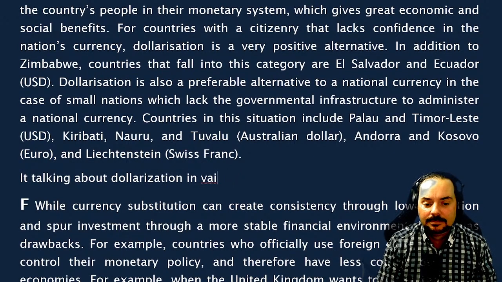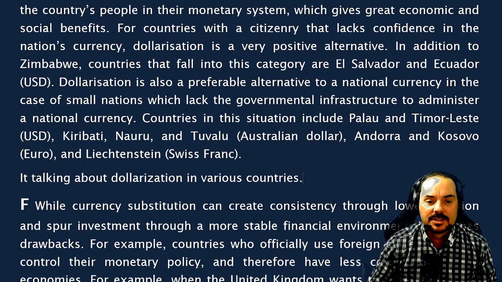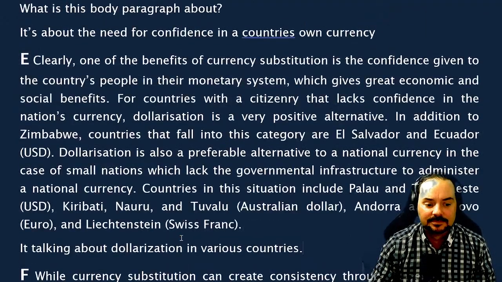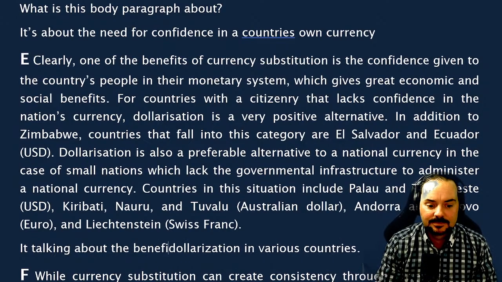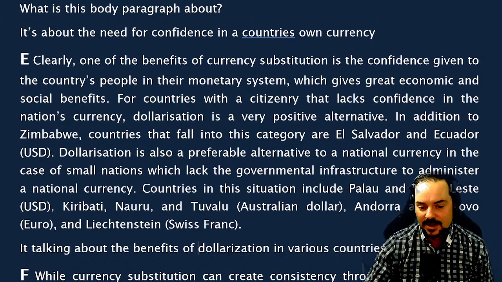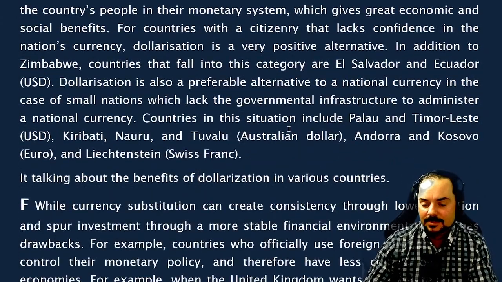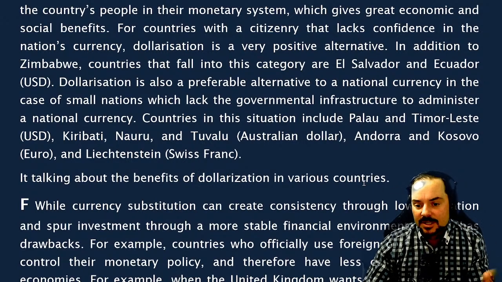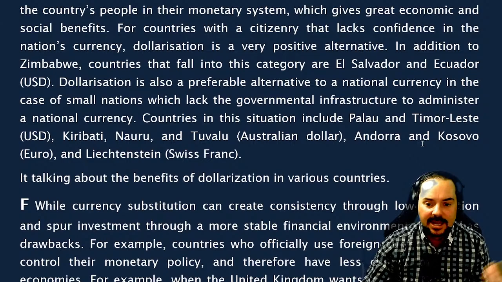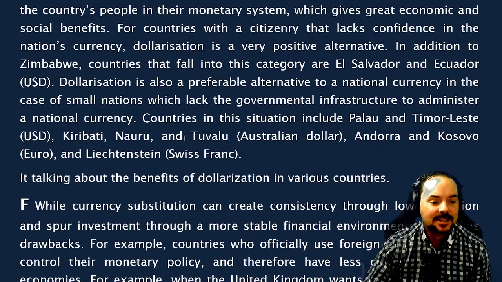And is it good or bad? According to this paragraph, it's talking about the positive alternative. Okay, so it's talking about benefits. Good. So it's talking about the benefits of dollarization in various countries, right? And then its examples. Keep it simple, because various countries, those are the examples. So Andorra, Kosovo, Palau, Timor-Leste, Liechtenstein.